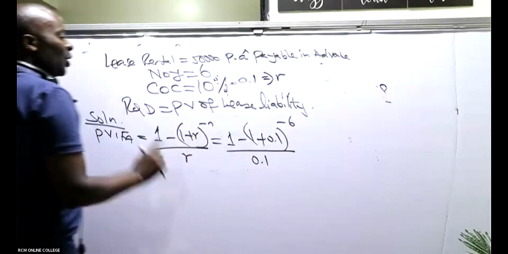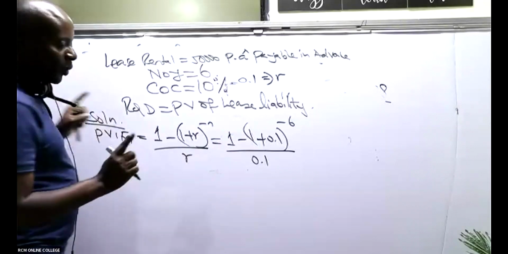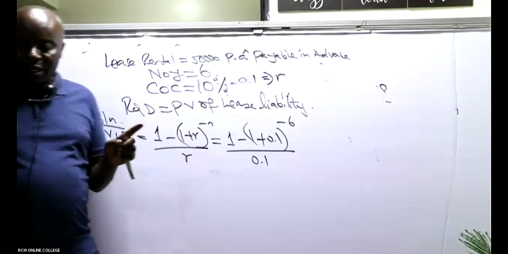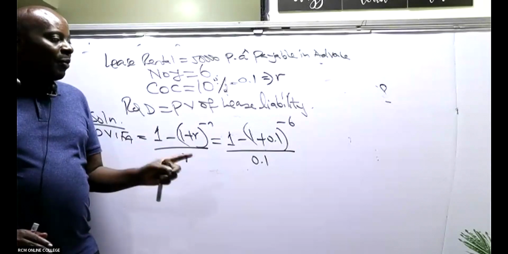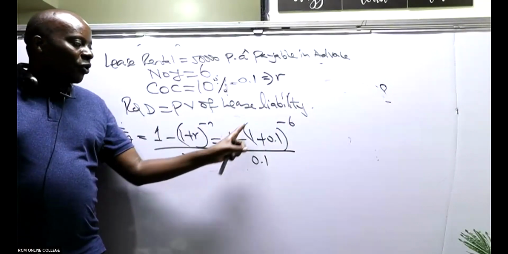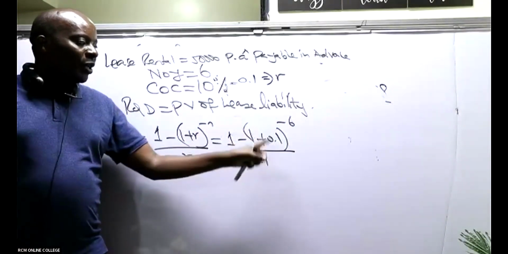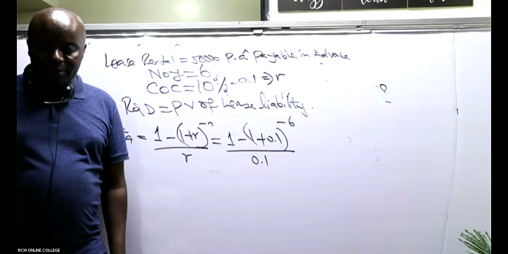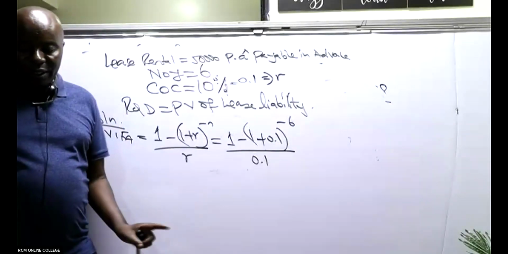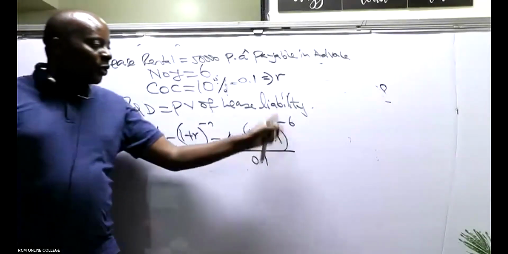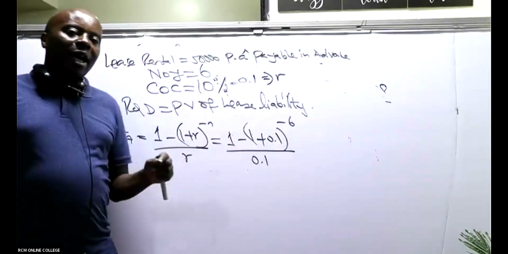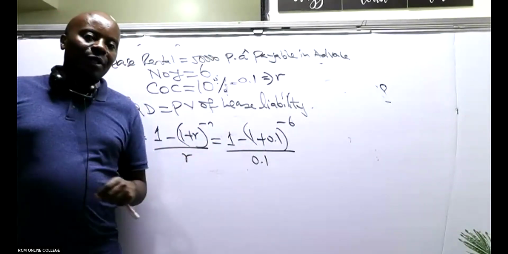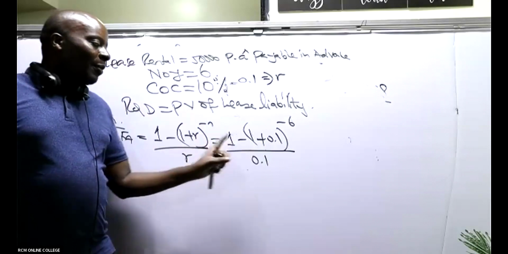Please, everybody, ensure that we are able to get this using our calculators. Everybody, you say 1 minus, open brackets, 1.1, you close brackets. Don't say equals anywhere. Say raised to negative 6. Now you say equals after you finish the numerator. And then whatever you now get, you say divided by 0.1.